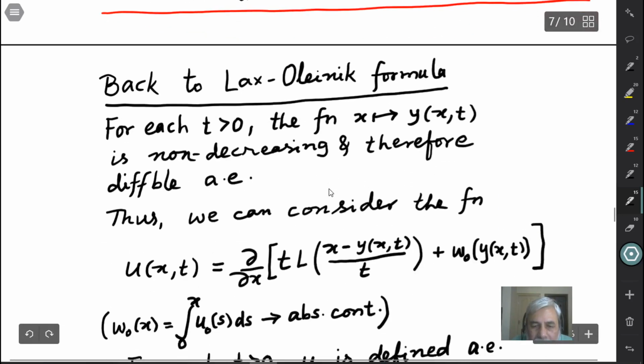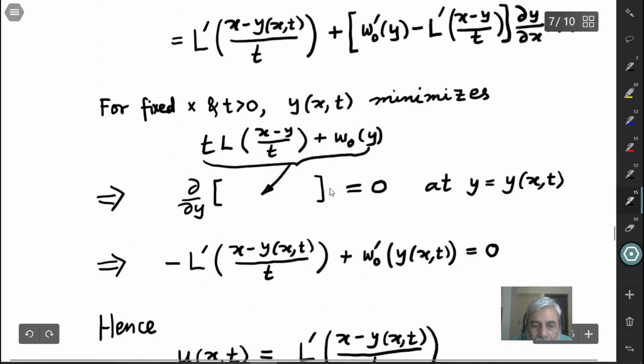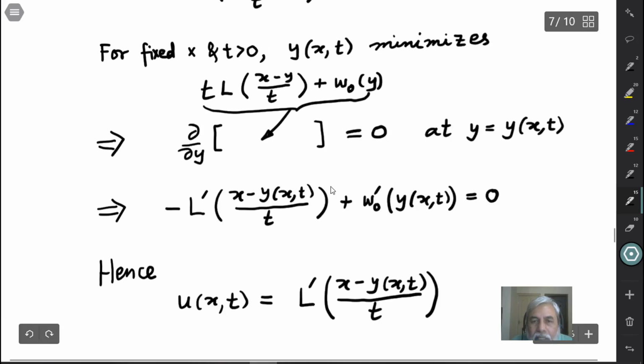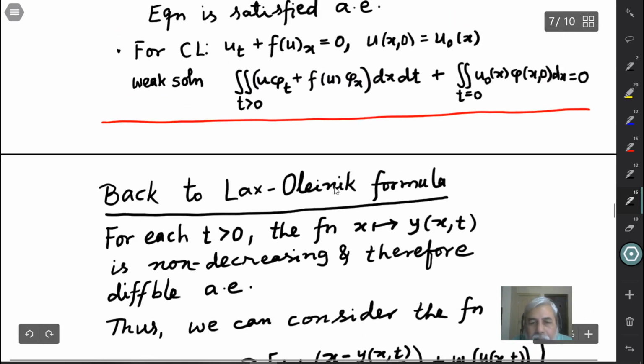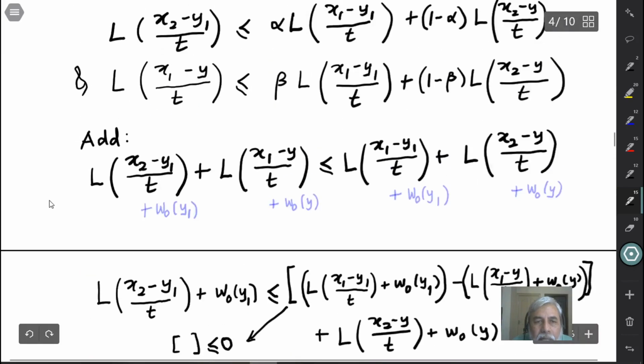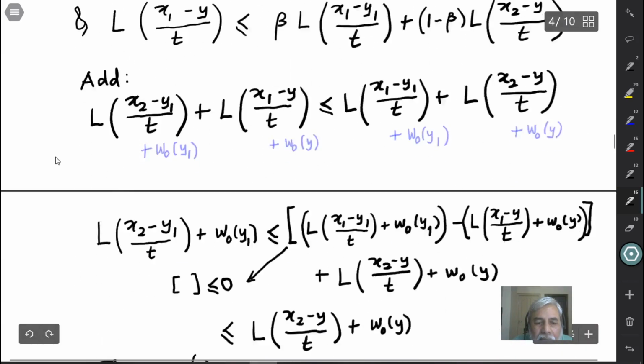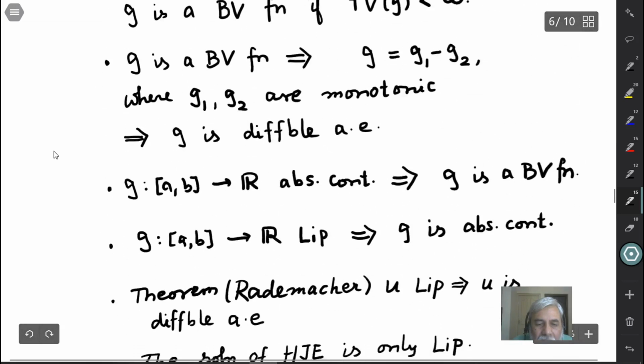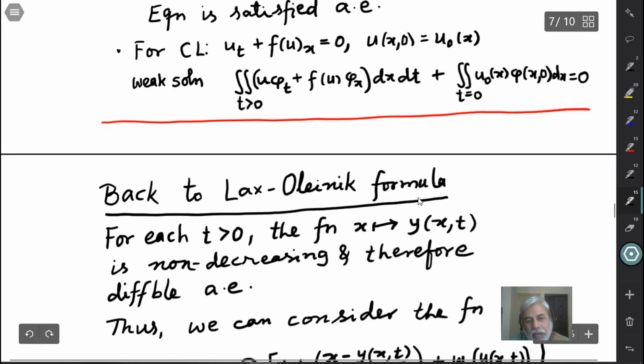Since it's going to take a little more time than I expected, from this point onwards we have now got a result on the minimizer, and I will use that to derive the Lax-Oleinik formula, and then verify that the function given by the Lax-Oleinik formula is the required weak solution of our conservation law. So I will take up this in the next class.